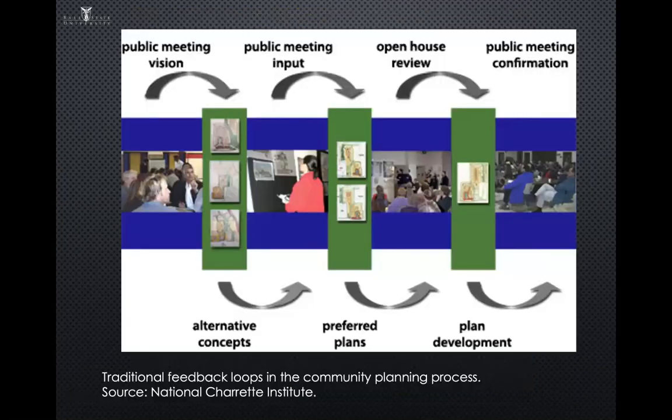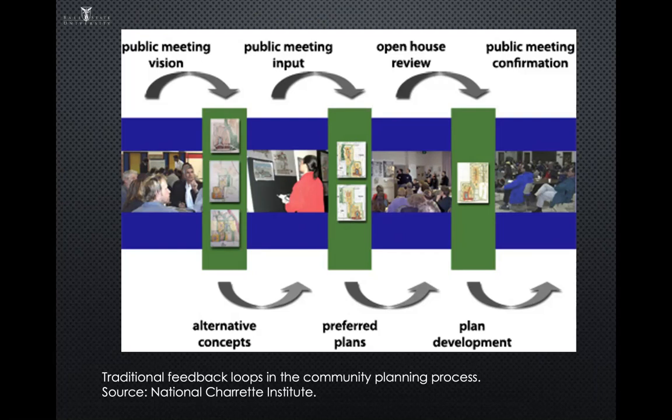The charrette process needs to adapt to them. It needs to introduce that. But the charrette process, as Bill Leonards has outlined, starts with the public meeting, goes through alternative concepts that the charrette team develops, goes through another public meeting, devises the preferred plans, goes into another open house review, goes into the final plan development, and then with a public meeting as a confirmation.